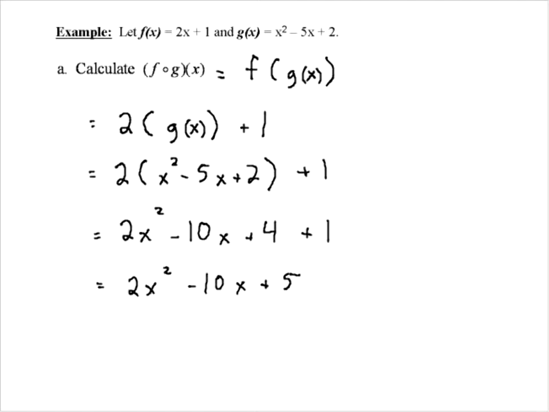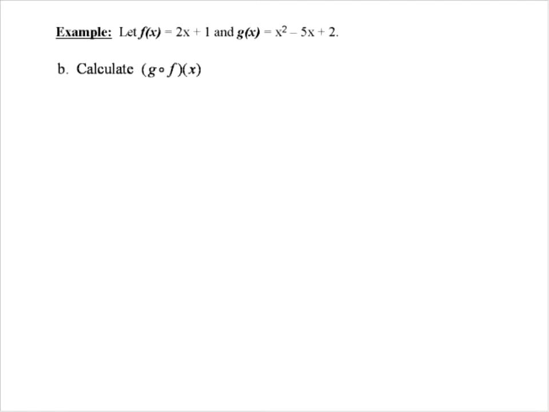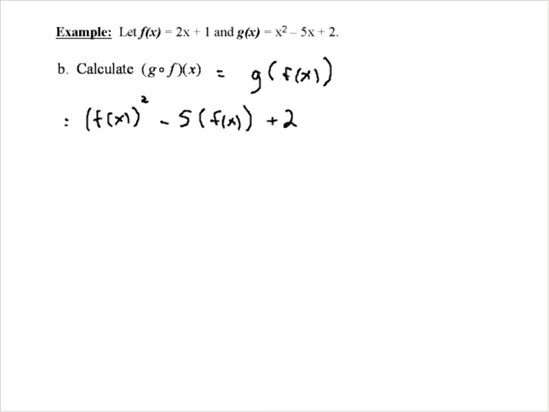Now let's look at doing g of f of x. Now this one's different, because remember, everywhere there's now an x in g, we replace it with f of x. So this one's going to look a little bit different here. Again, I'm going to do this the long way. So we're going to say f of x is going to go in for x, and we're going to square that. Minus 5 times f of x plus 2.